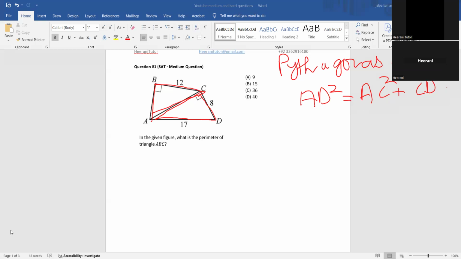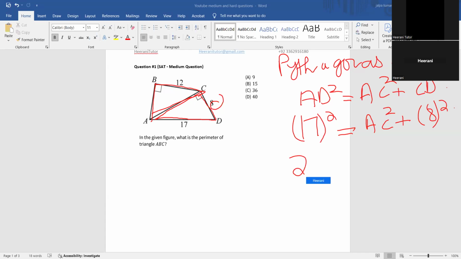So what's the value of AD, which is 17 square? What's the value of AC that we need to find out? What's the value of CD? That's 8. So using our calculator, 17 square is 289, equal to AC square, and 8 square is 64.